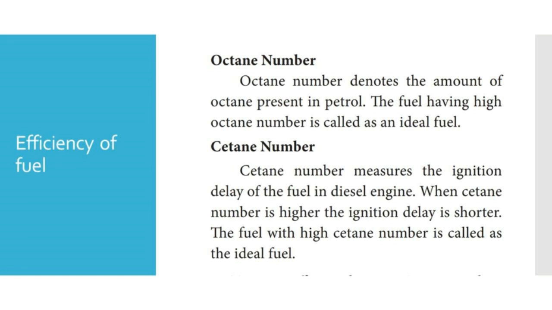Next, octane number. Octane number denotes the amount of octane present in petrol. The fuel having high octane number is called an ideal fuel. Next, cetane number. Cetane number measures the ignition delay of the fuel in a diesel engine. When cetane number is higher, the ignition delay is shorter. The fuel with high cetane number is called the ideal fuel.